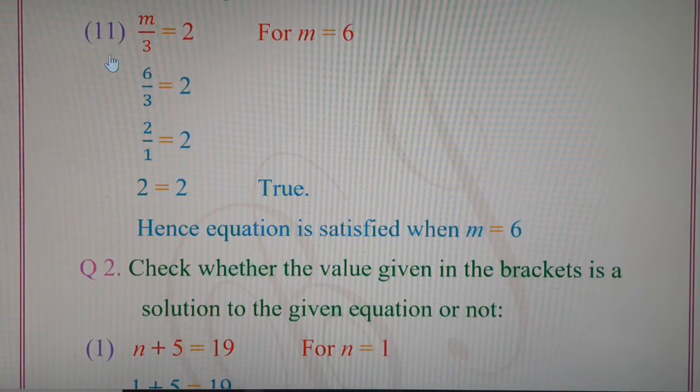Let's go to the 11th example. That is m upon 3 or m divided by 3 is equal to 2. Here the value of m is given as 6. Let us substitute the value of m as 6 and check whether the answer on the left hand side and the right hand side are equal. So instead of m, we'll write 6 and upon 3 we copy as it is, 2 we copy as it is, 6 divided by 3 or 6 upon 3.